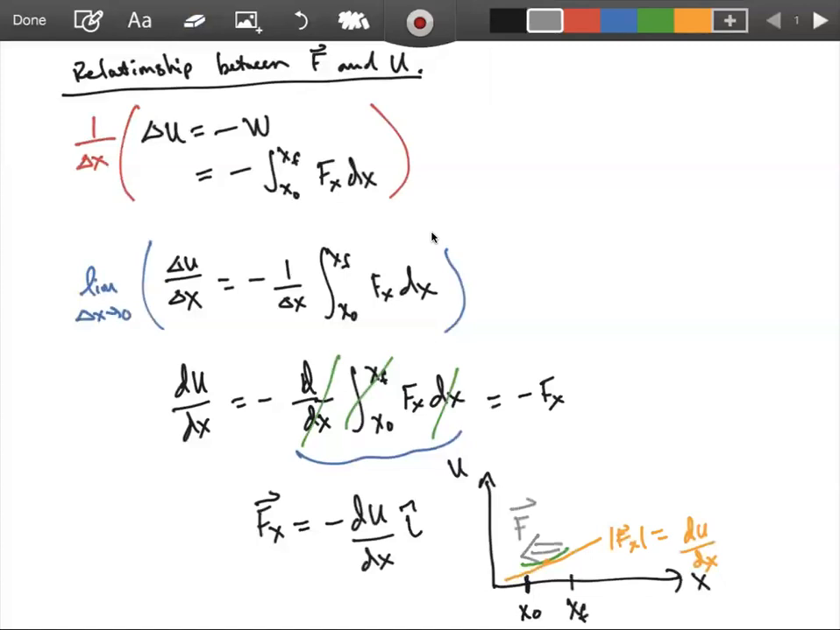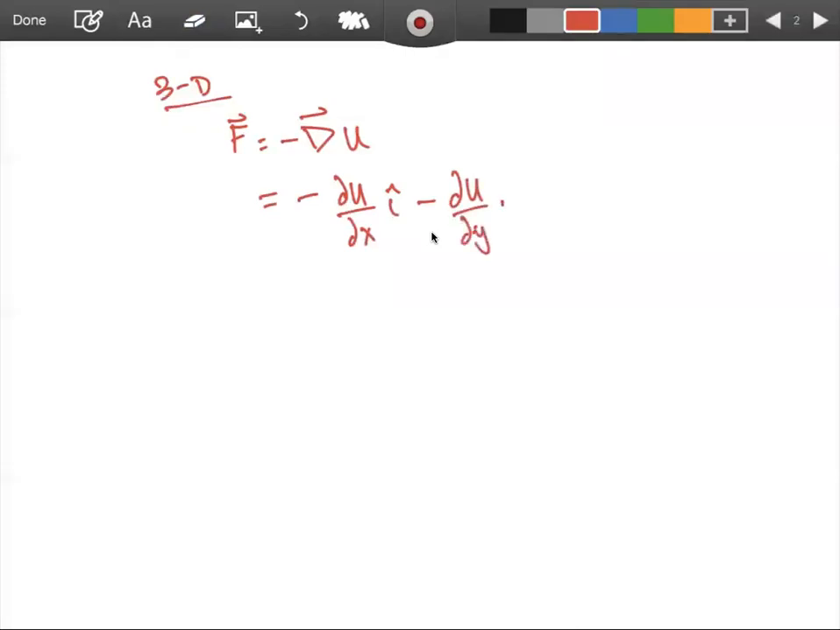So this is then the relationship in one dimension, but in 3D, this says that my force is equal to minus what's called the gradient of the potential. So in terms of derivatives, this is equal to minus the partial derivative of the potential with respect to x in the i hat direction, minus the partial derivative of the potential with respect to y in the j hat direction, minus the partial derivative of the potential with respect to z in the k hat direction.